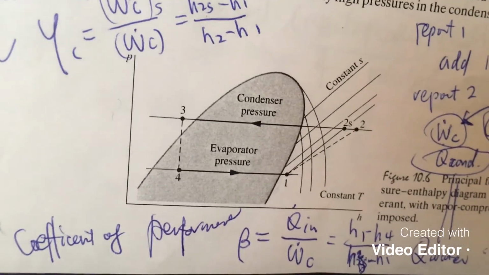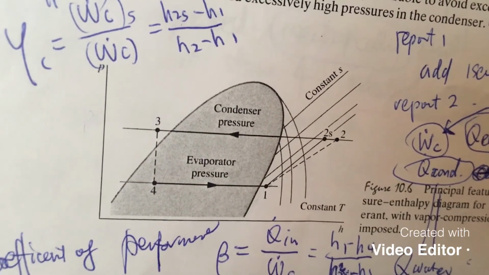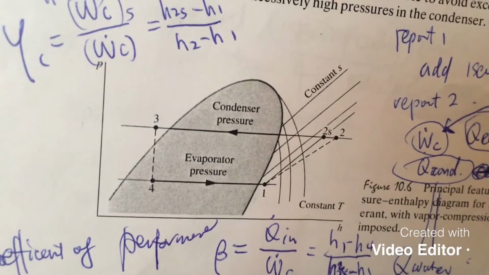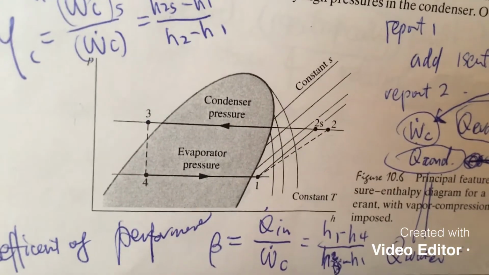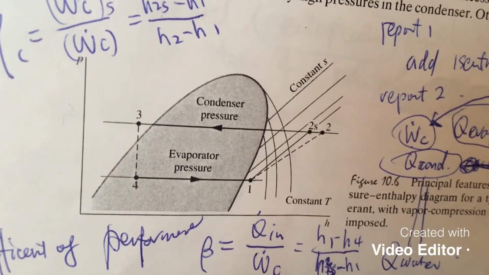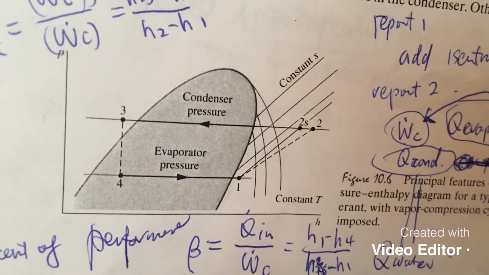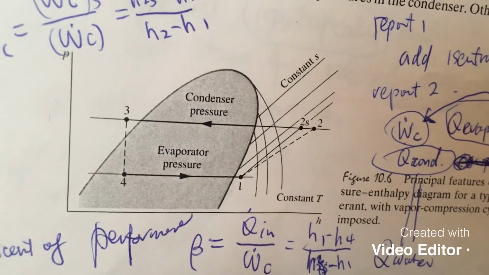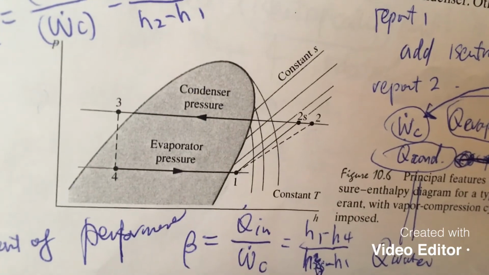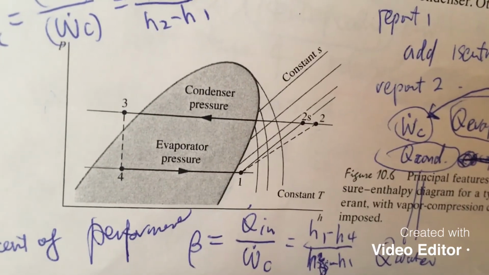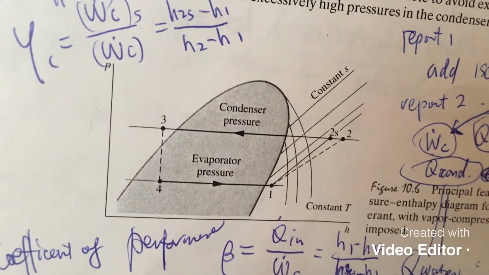The next one will be the coefficient of performance, beta, which is the heat transfer rate divided by the compressor work. So remember which part is heat transfer in? That's the evaporator, right? You receive heat from the environment. So it will be H1 minus H4, delta H before and after the evaporator, divided by H2 minus H1, which is the compressor. So this ratio is the coefficient of performance of the refrigeration cycle.